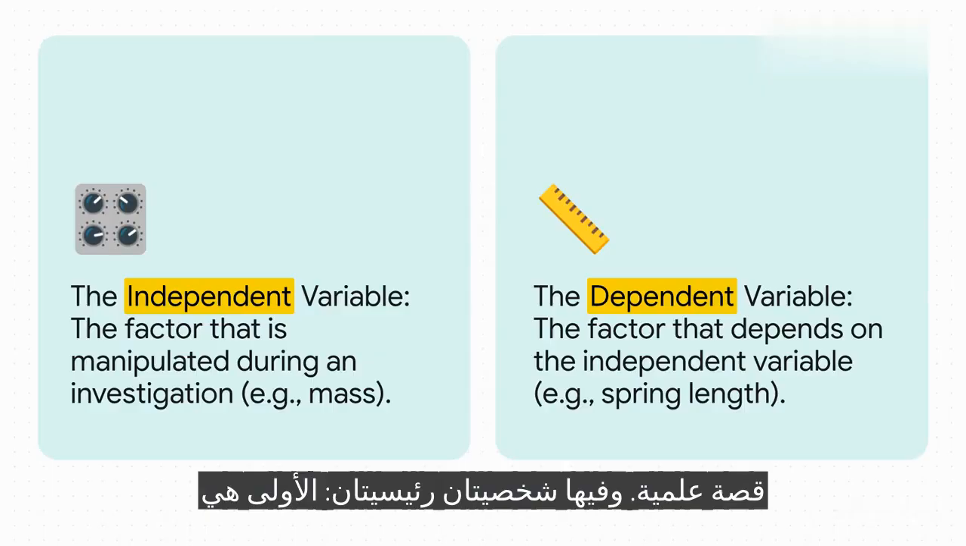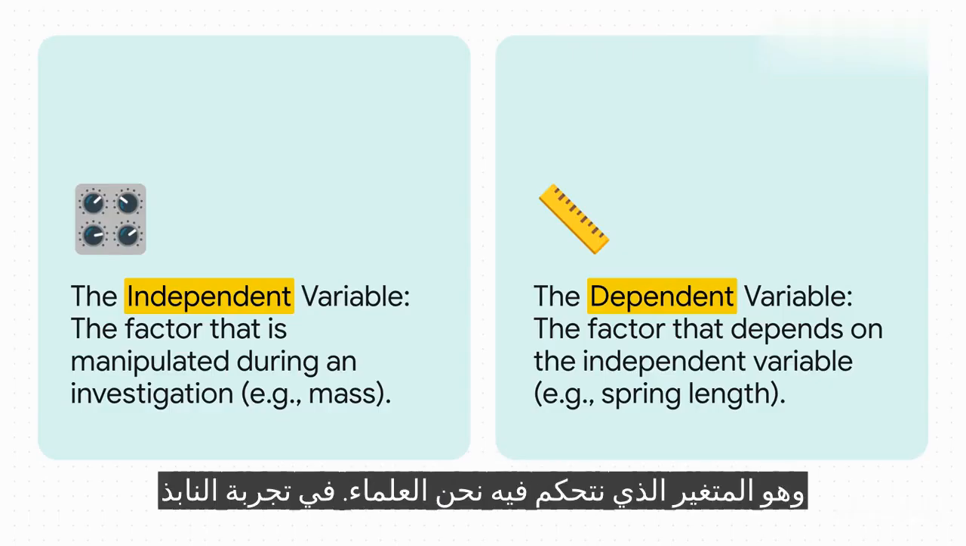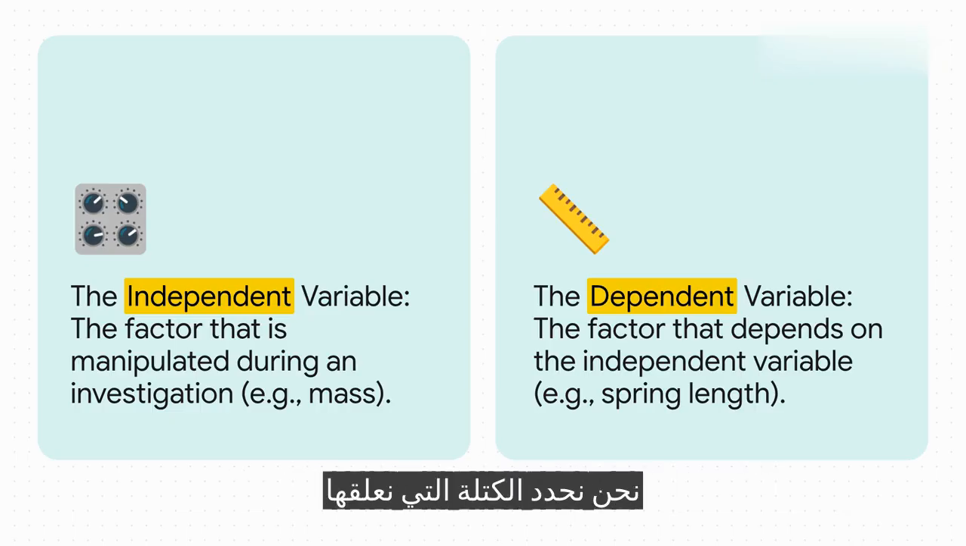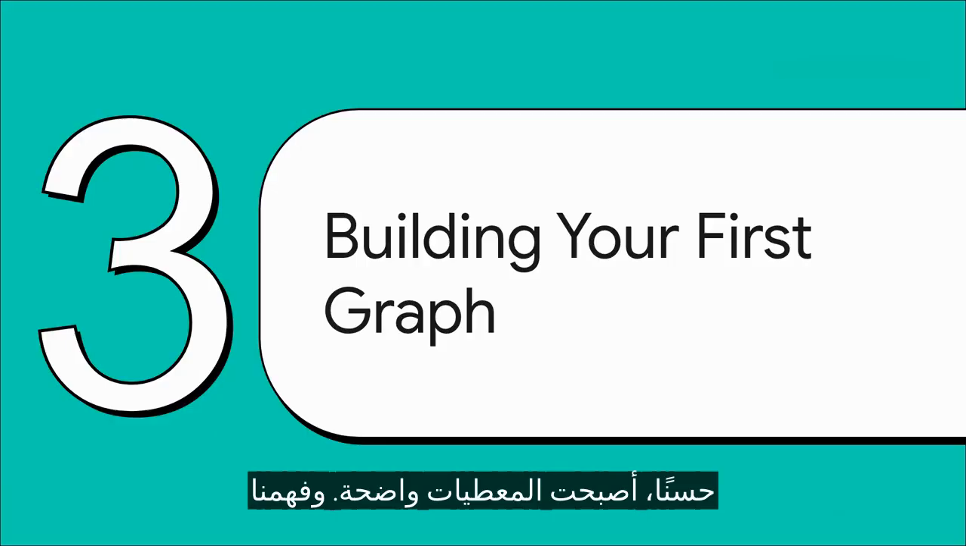And in this story, there are two main characters. First, you have the independent variable. This is the one that we, the scientists, are in control of. In our spring experiment, we choose what mass to hang on the end. Then you have the dependent variable. This is the one we measure. It's the thing that responds to whatever we changed. The spring's length depends on the mass we add. Get it?